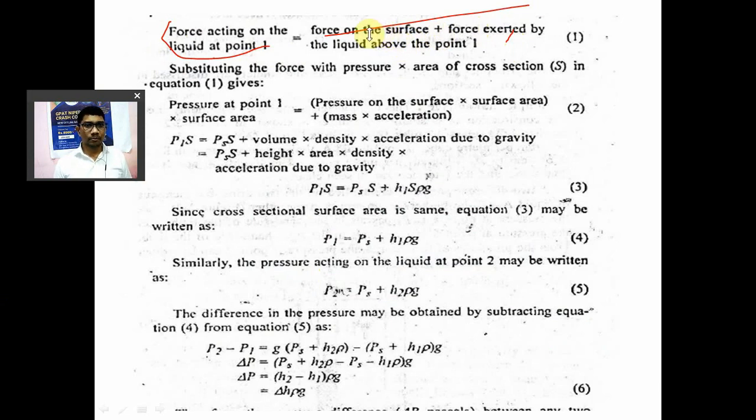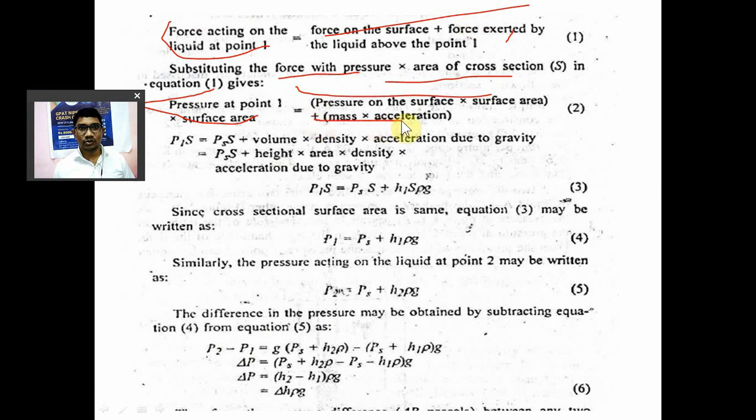The pressure term will come later, first the force. So force on the surface plus force exerted by liquid above point 1. Now substitute that force term by this. Force is equal to pressure into cross sectional area, so just replace. So the force acting on point 1 will be pressure at point 1 into surface area. Now this is equal to the force on the surface, which means pressure into surface area, plus the force exerted by liquid.